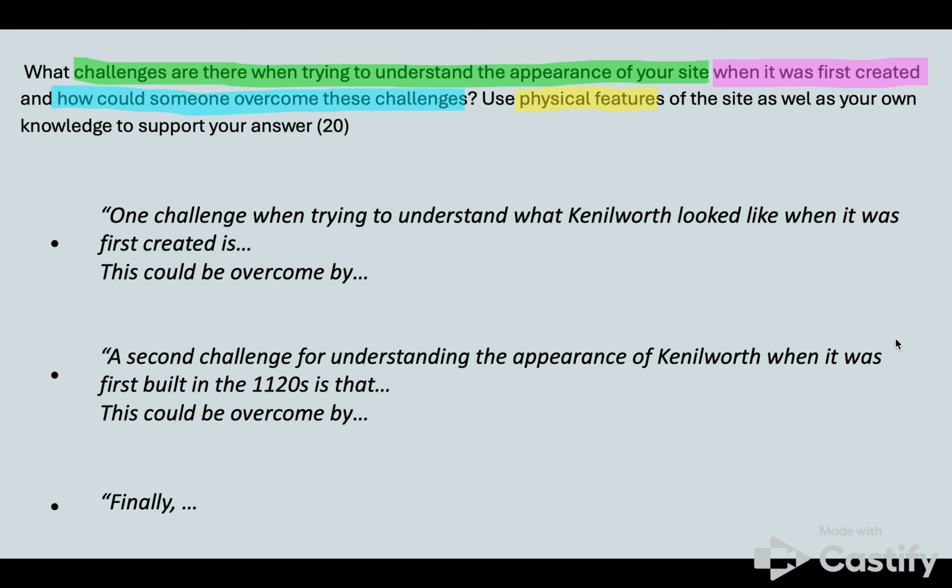So 3 great paragraphs is going to get you right up there. 2 great paragraphs is going to get you a really good mark. And even just 1 really well-written paragraph is going to get you a decent grade.